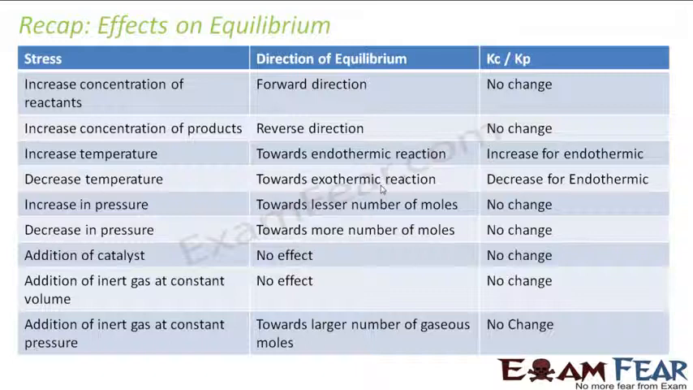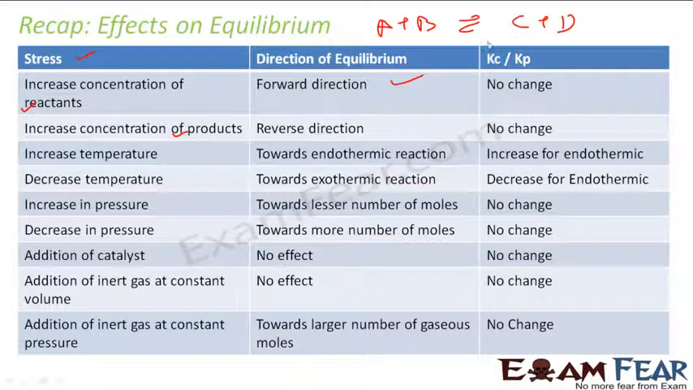We'll do some recap on this. Please pay attention here. So we had different kinds of stress: increase the reactants, increase the product concentration, increase the temperature, decrease temperature, increase pressure, decrease pressure, add catalyst, add inert gas at constant volume, add inert gas at constant pressure. All this stress we learned. So let's talk about the direction of equilibrium. Increase the concentration of reactant, it moves in the forward direction, as we have seen, because we have A plus B gives C plus D. So if you increase the reactant, it moves in the forward direction, right?